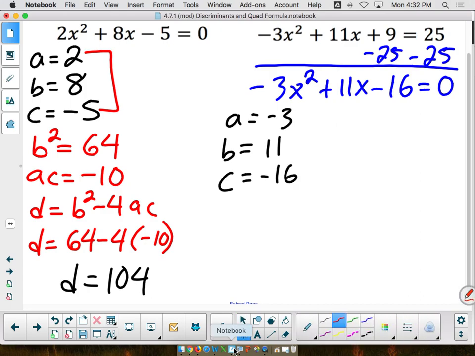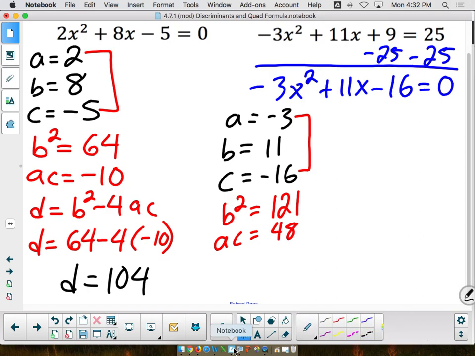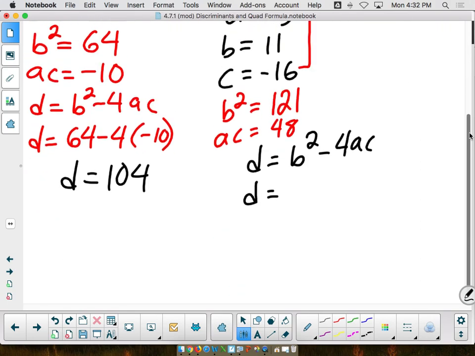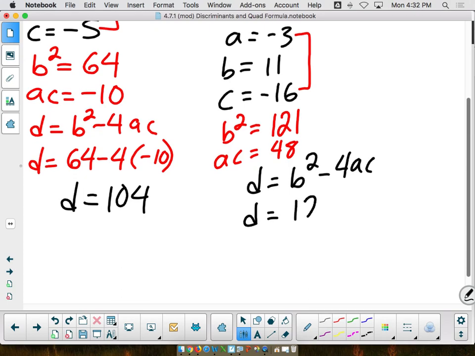And then to make our life a little bit easier, we're going to figure out what is B squared and what is A times C. So B squared, B is 11, so that's 121. If I take -3 times -16, that is +48. So to find our discriminant value, we're going to do B squared minus 4AC, which is 121 minus 4 times AC, and AC was 48.